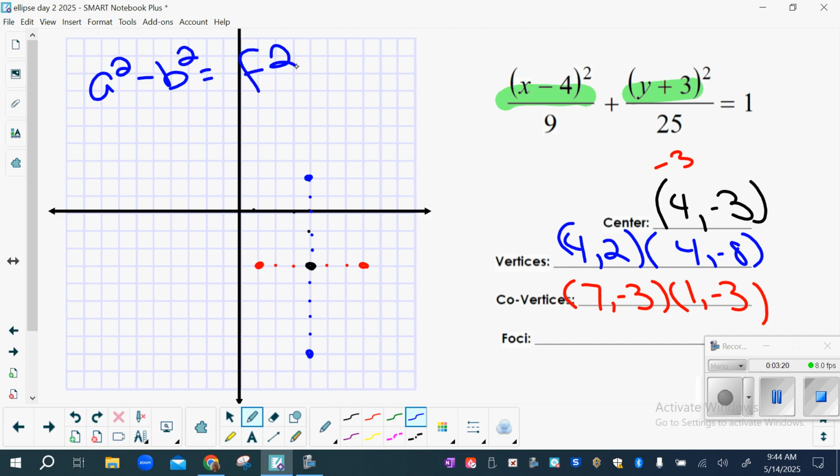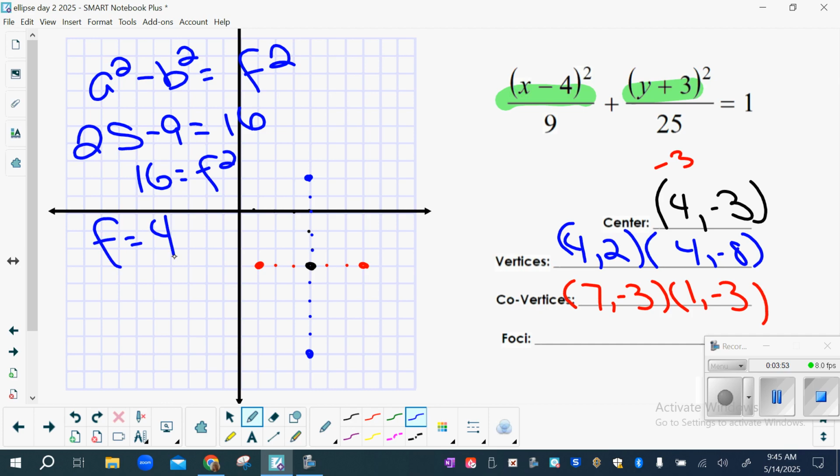And a lot of people in my earlier classes today kept going 9 take away 25. That doesn't make any sense. That's going to give me a negative number, and I can't do negatives when I graph. Like, I can't go back in time. So what we want to remember to do is the a squared is the bigger one. It's not the x guy. It's the bigger guy. So we're going to say 25 take away 9 equals 16. 16 is f squared, but I don't want f squared. I want f. And what that is, 4 jumps from the center.